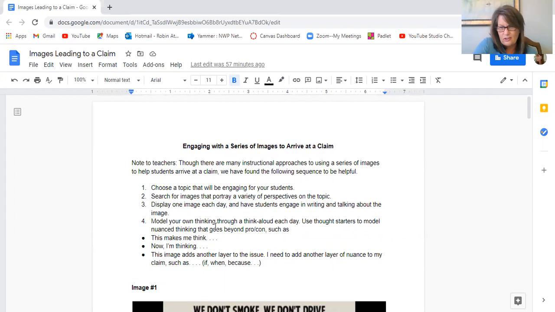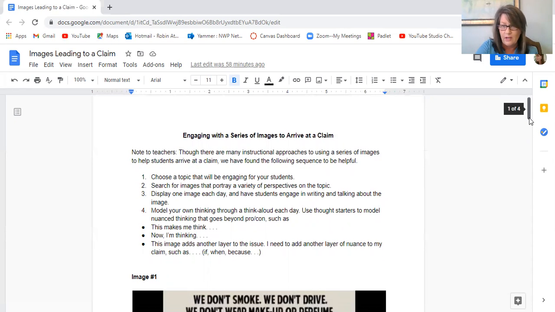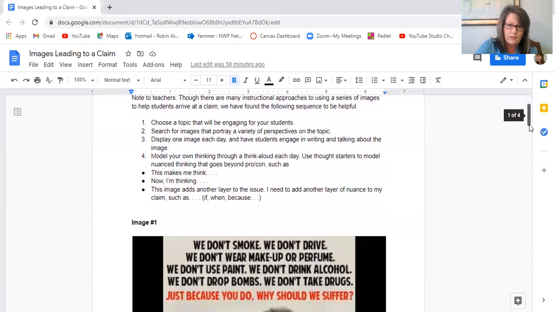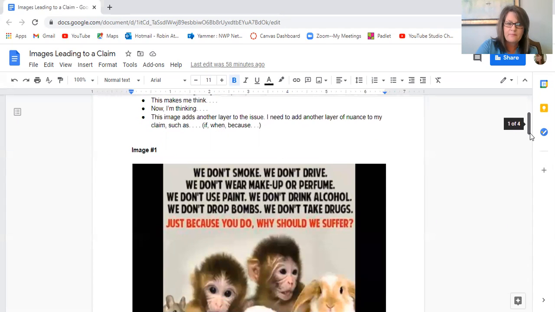And I use thought starters sometimes to do this. I might say, well, this image makes me think. And then when I look at another image, well, now I'm thinking. Or I might say, oh, well, this image adds another layer to this issue. So I need to add a new layer or another nuance to my thinking. So let's just play around with this. I'll just sort of walk through it the way I might walk through it with students.